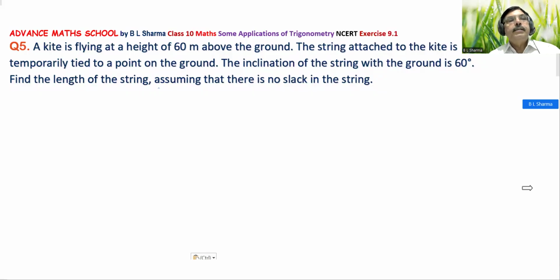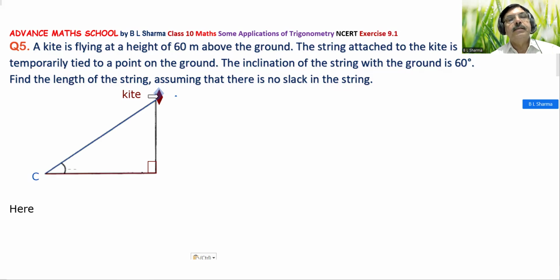A kite is flying at a height of 60 meter above the ground. The string attached to the kite is temporarily tied to a point on the ground. The inclination, means angle of elevation of the string with the ground, is found to be 60 degree. Find the length of the string, assuming that there is no slack in the string.